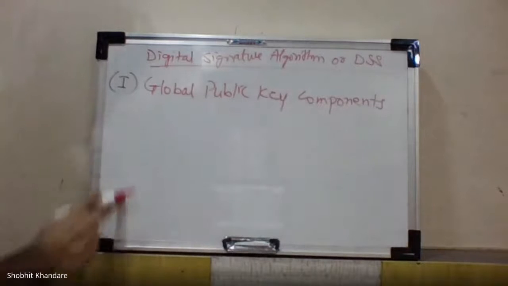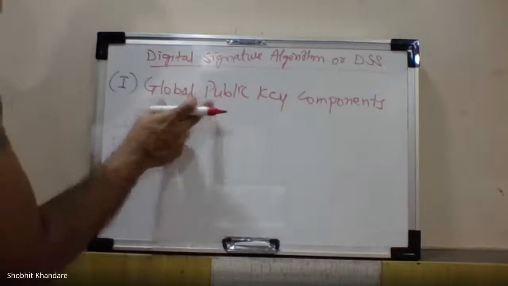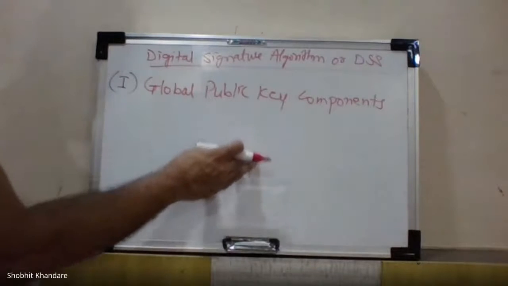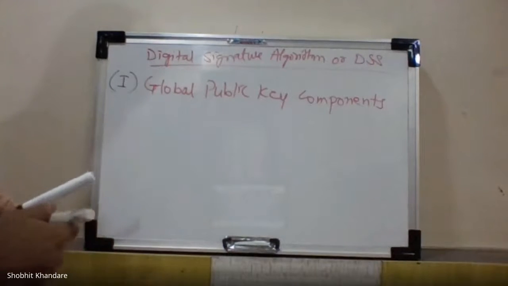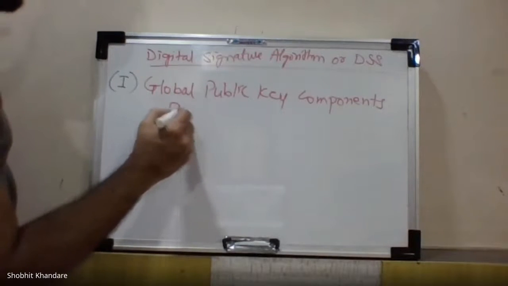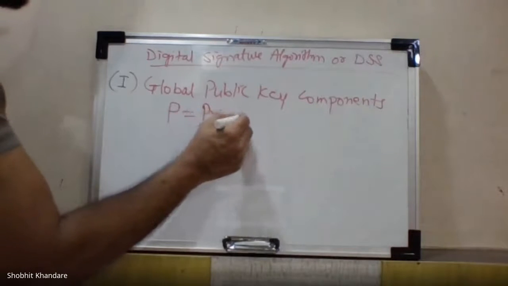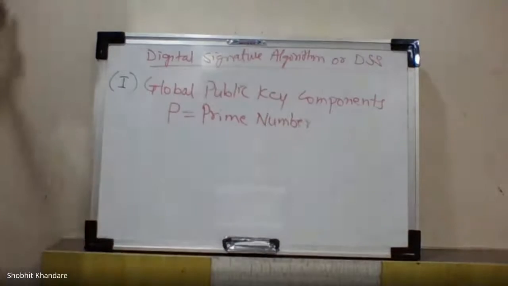So in the first procedure, we are interested to find out global public key components. So what are the global public key components? We'll see. First of all, assume the value of p, that is p is a prime number.